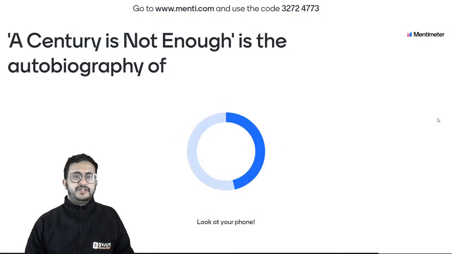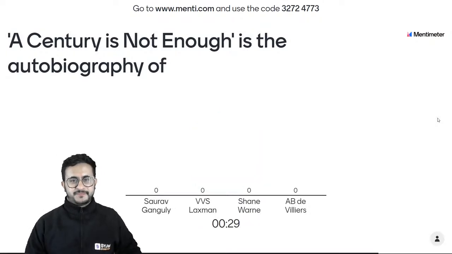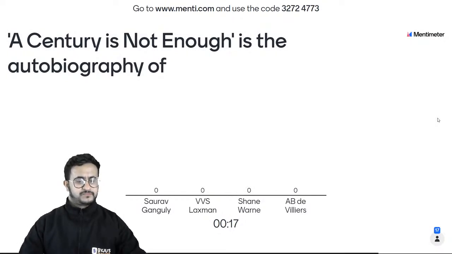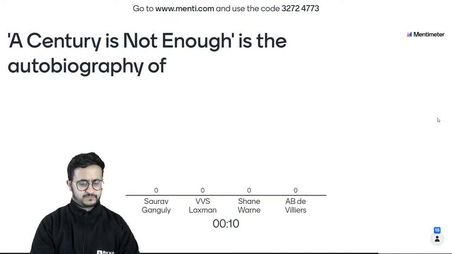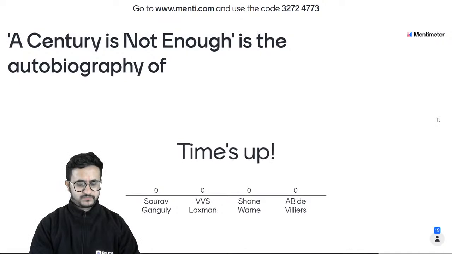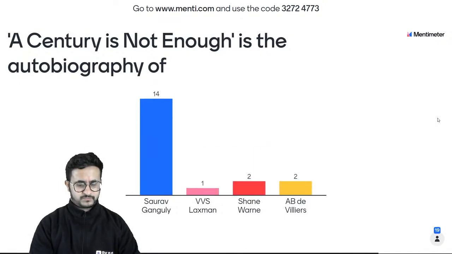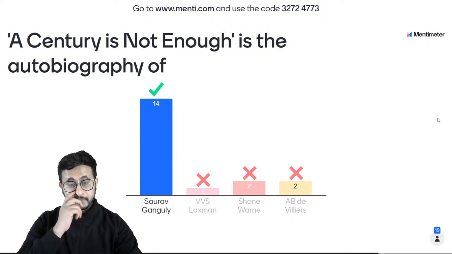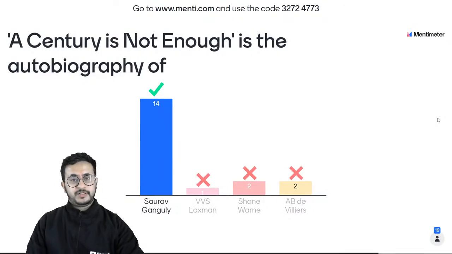A Century Is Not Enough is the autobiography of which cricketer? Saurav Ganguly, VVS Laxman, Shane Warne, AB de Villiers. Century Is Not Enough. Yes, the right answer is Saurav Ganguly. Okay, so that is his autobiography.